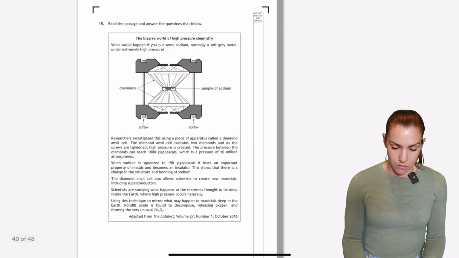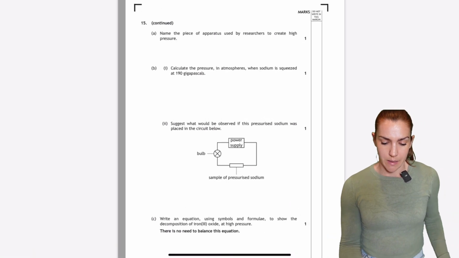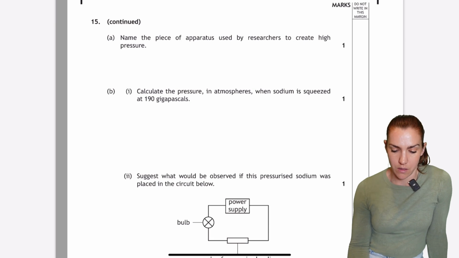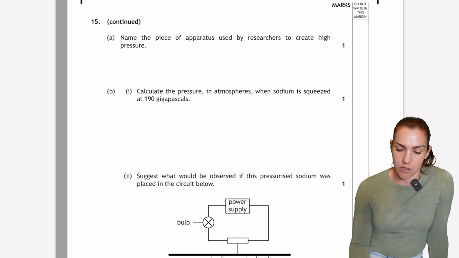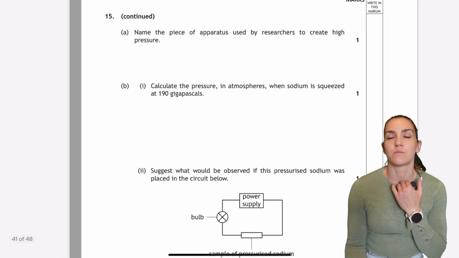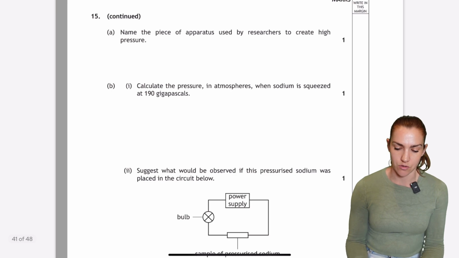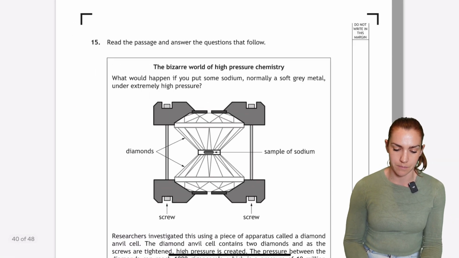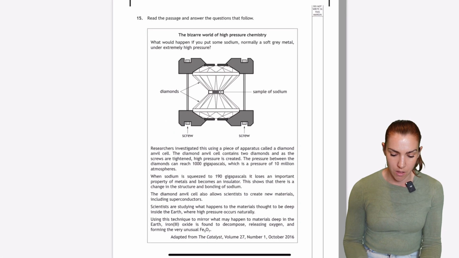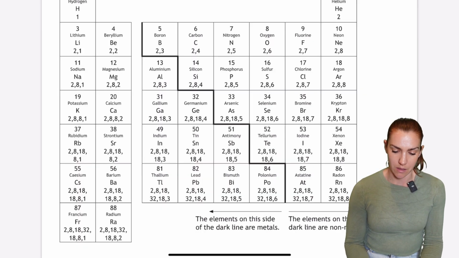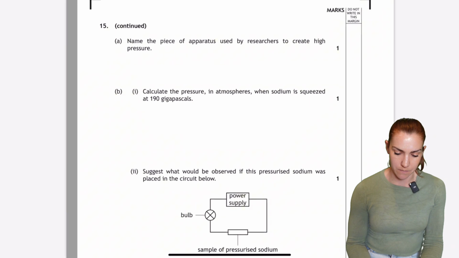We'll just skip to the actual question before we go back to the passage. So the name of the apparatus used by researchers to create high pressure. So you want to pick key phrases that they've used in the question and try and find those phrases in the passage. So they've mentioned high pressure. So again, a piece of apparatus called a diamond anvil cell. So that would be the answer there, diamond anvil cell.